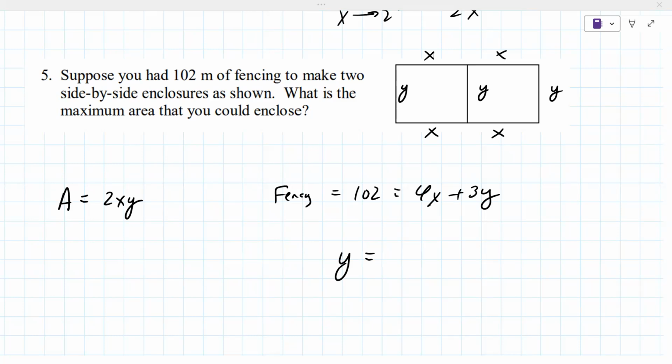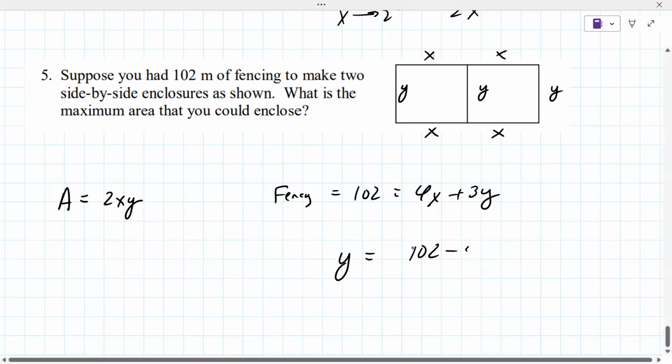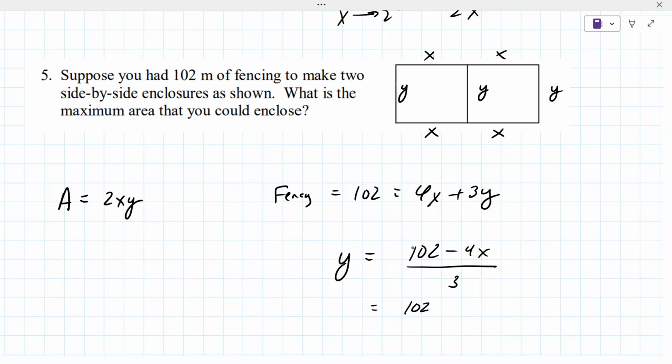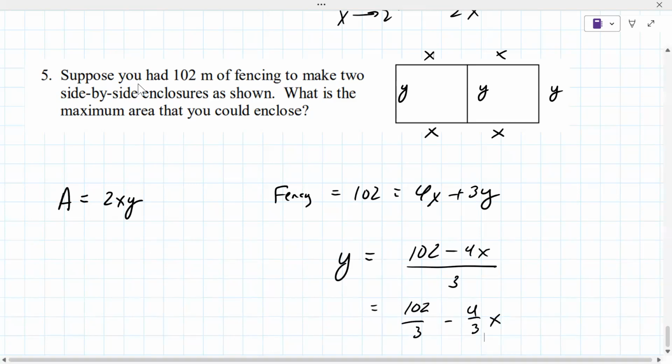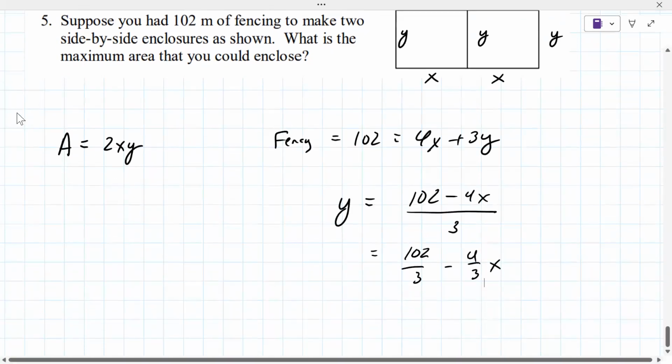Okay, y equals 102 minus 4x over 3. Yeah, now I recommend dividing them both by 3 and simplifying if you can. I think that'll help when you put it back in over here. 102 is divisible by 3. Can you hang on just a second, please? I'll be right back.